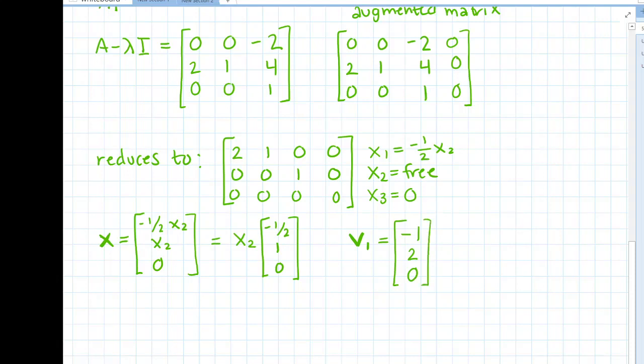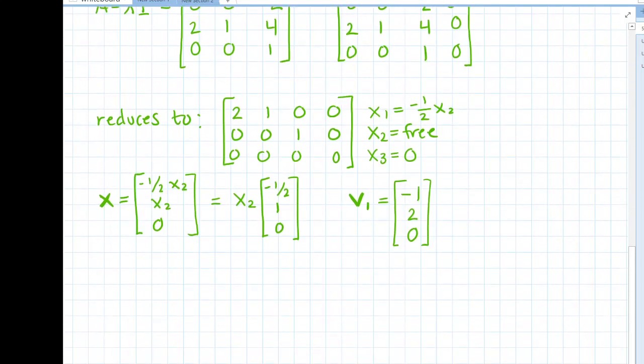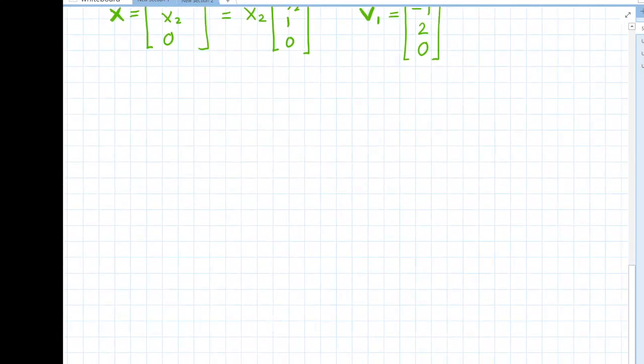So that is our first eigenvector. And again, other answers would work. You could have done negative 1/2, 1, 0. You could have done any multiple of negative 1, 2, 0. But you might as well choose the simplest version so that when you put together your matrix, you don't have as many large numbers to deal with.